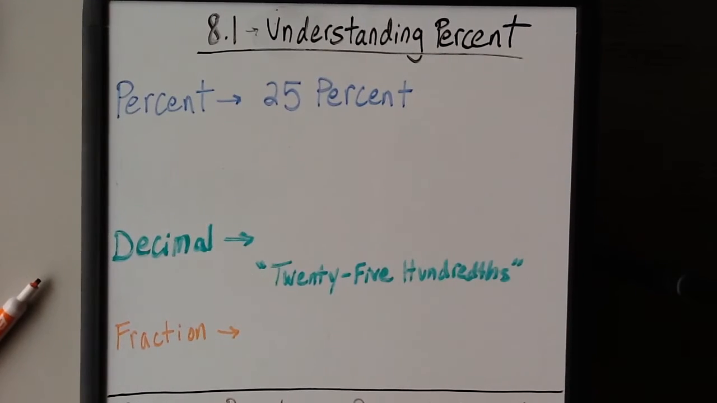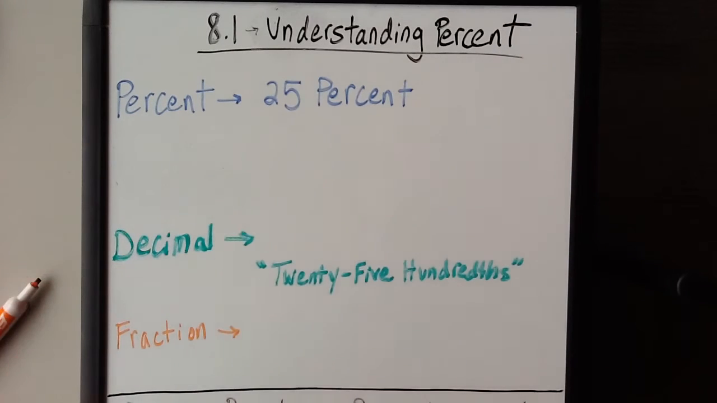In lesson 8.1, we're going to seek to understand percent, and then we're going to work on changing a number from percent to decimal to fraction. Work on going between those three forms. The example we're going to use is 25%.